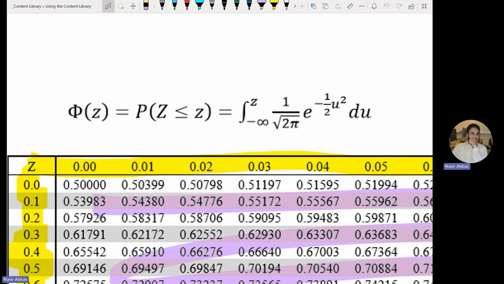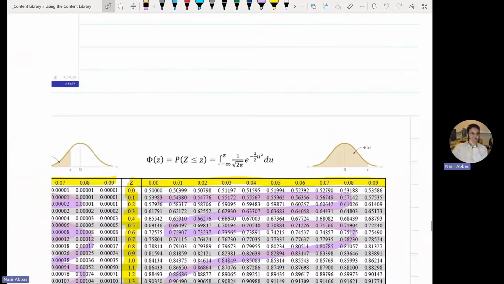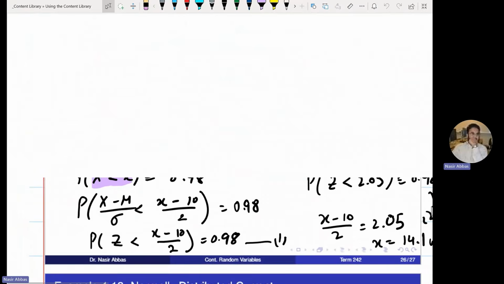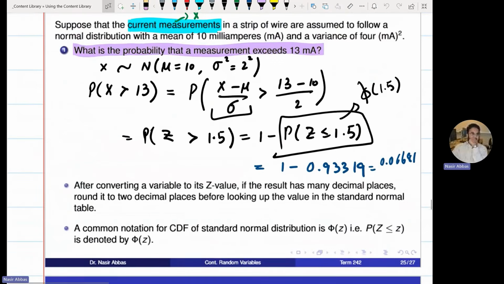First convert it to z. If the question is greater than, use the complement rule to convert it to less than. If the question is in between, convert it to less than. So after converting to z, the next step should be to make the inequality less than. And this is what we did in this question here. The question was greater than 1.5. I used the complement rule to make it less than. Once this is less than, this probability of z less than something can be directly found from the table.